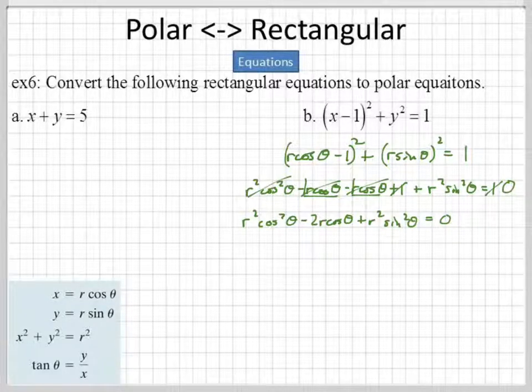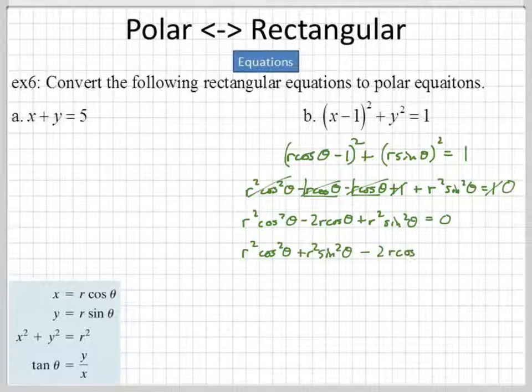Now the next thing I'm going to do isn't something that you can readily see right away. You get trained to do this. You guys see how there's a cosine squared theta and a sine squared theta? If those are adding together, what do they equal? 1. Well, actually, they are kind of adding together. See, there's a plus sign right here. But the problem is that there's an r squared with them both. So we can take that r squared away from both of them at the same time if we put them next to each other. So it looks like this. R squared cosine squared theta plus r squared sine squared theta. Then I have a minus 2 r cosine theta.